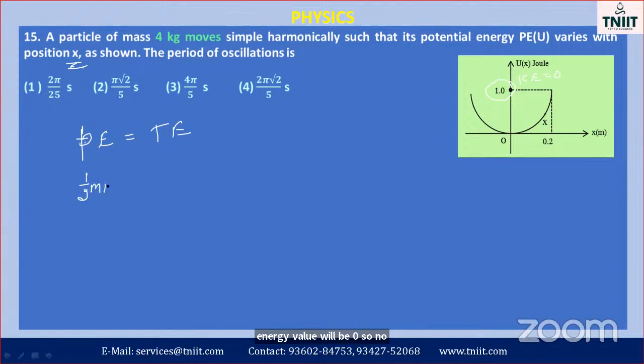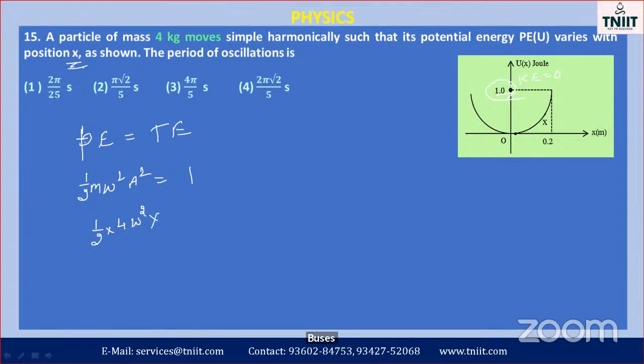What's the potential energy formula? Half m omega squared times displacement squared. Since it is taken at maximum, you can use amplitude squared. So what is the total energy they have given? 1 joule is given, equal to half times mass, which is 4 kg, times omega squared. Let me calculate.